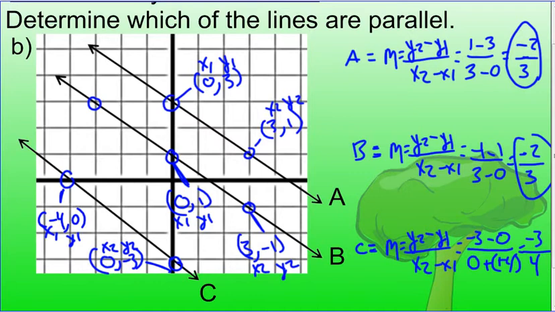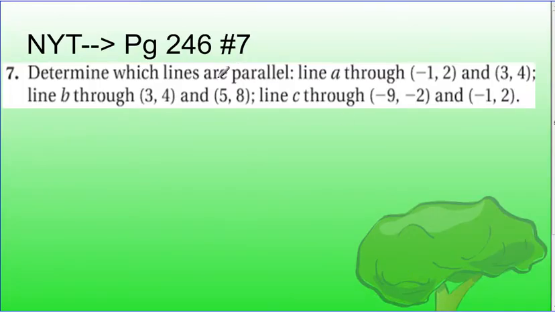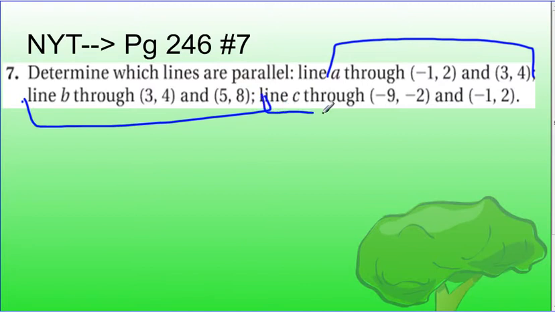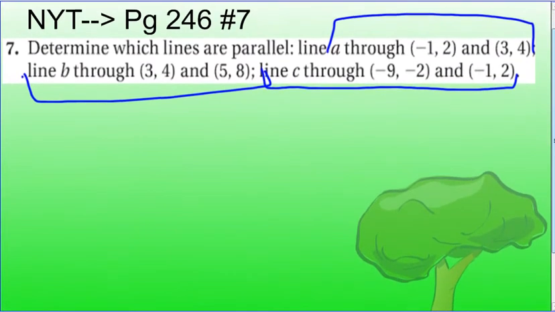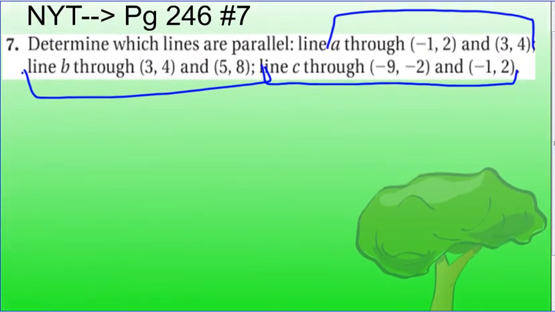Last problem for the day comes from the textbook. This is page 246, number 7. It says here, determine which lines are parallel. And it gives you line A and a couple of points that go with line A, line B and a couple of points, and line C and a couple of points. Go ahead, pause the video right now, figure out which two are parallel, and hit play when you're ready to continue, and we'll go through it together.